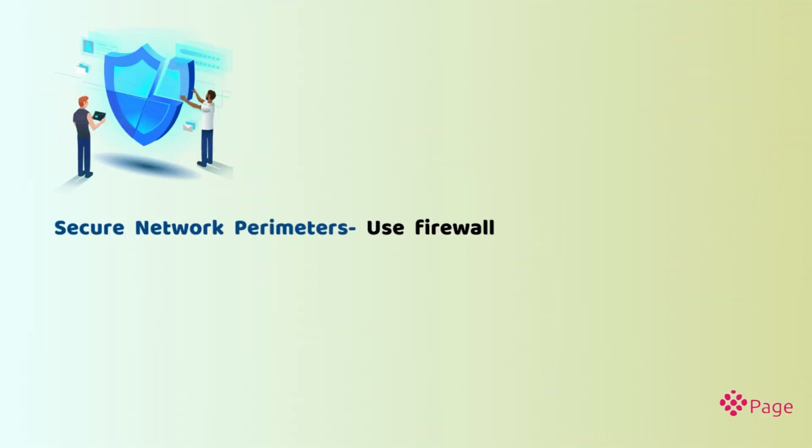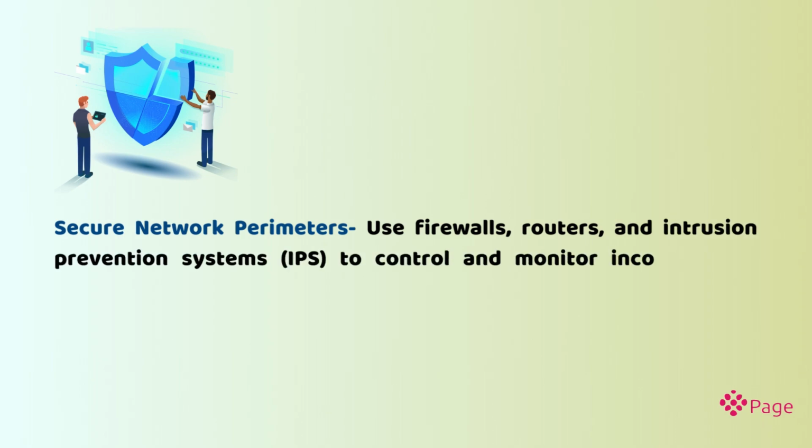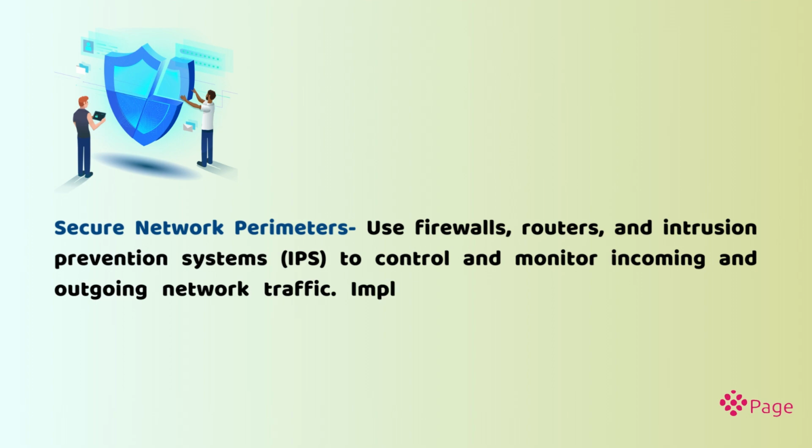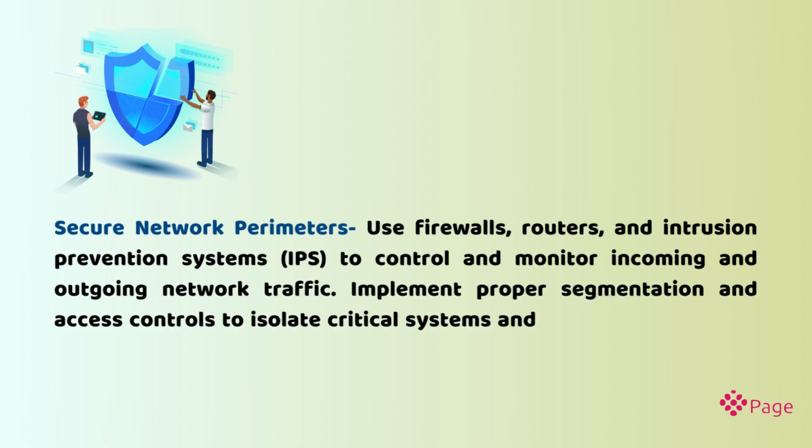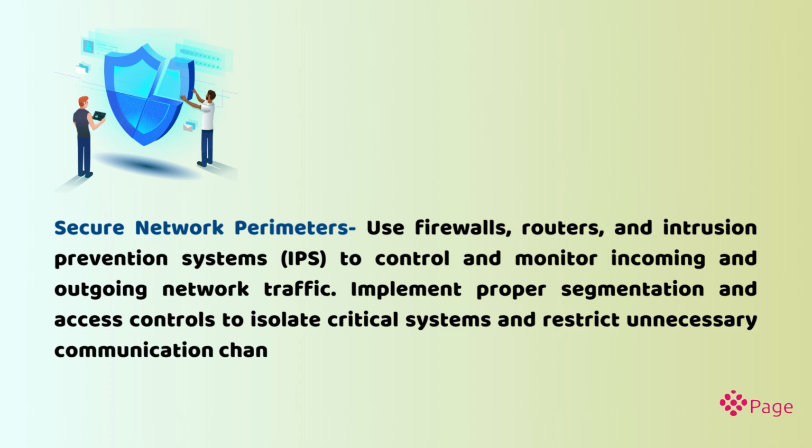Secure network perimeters. Use firewalls, routers, and intrusion prevention systems, IPS, to control and monitor incoming and outgoing network traffic. Implement proper segmentation and access controls to isolate critical systems and restrict unnecessary communication channels.